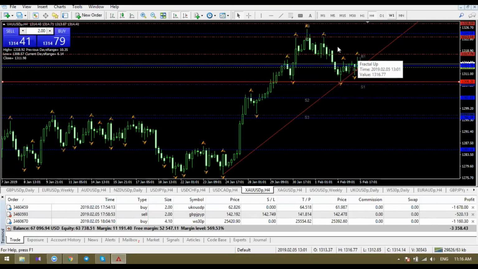Once the price passes this and goes lower than this, lower than this, there's another lower high than this, and the whole trend is a downtrend.